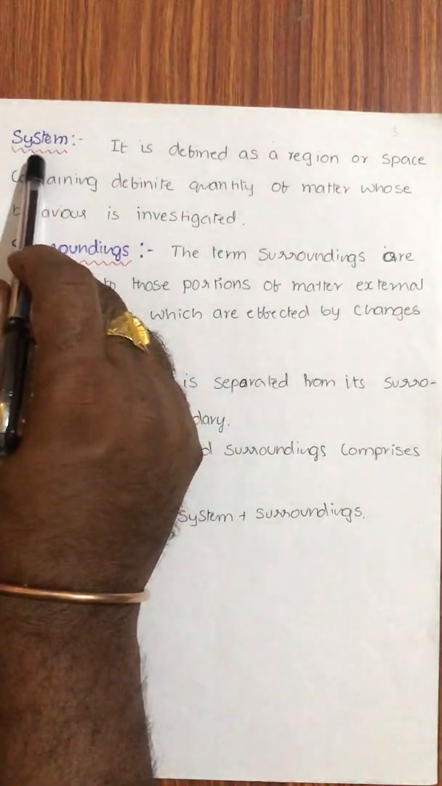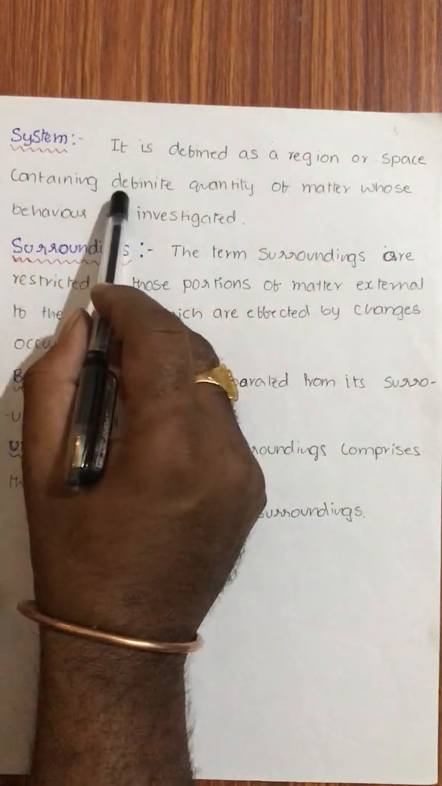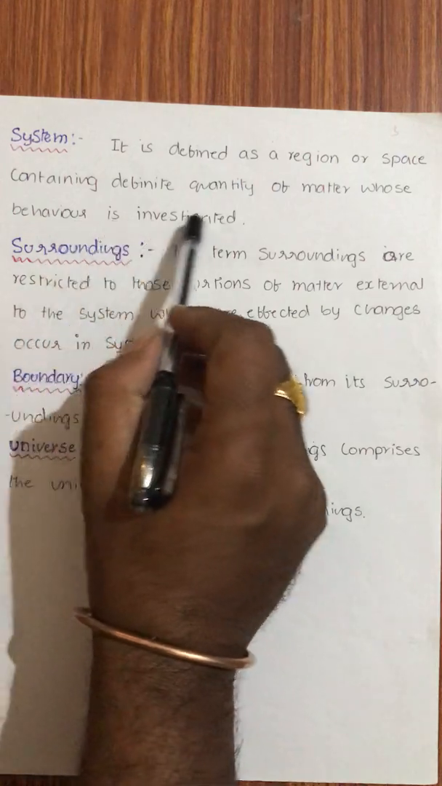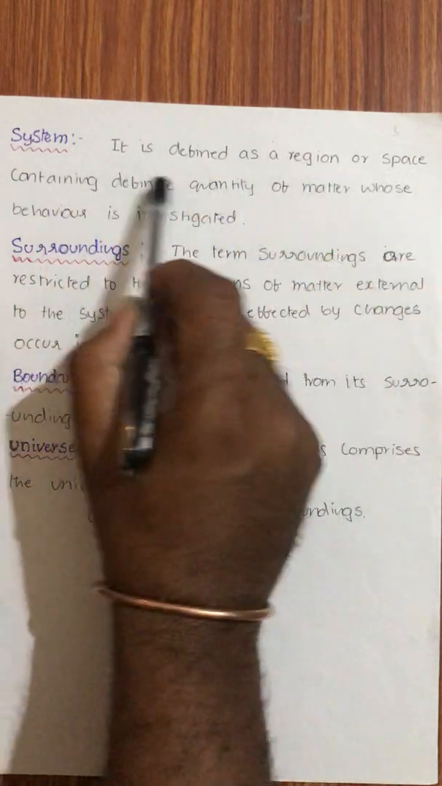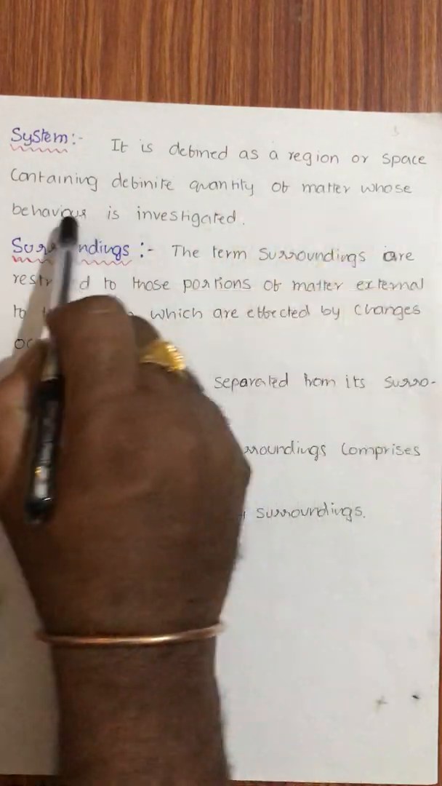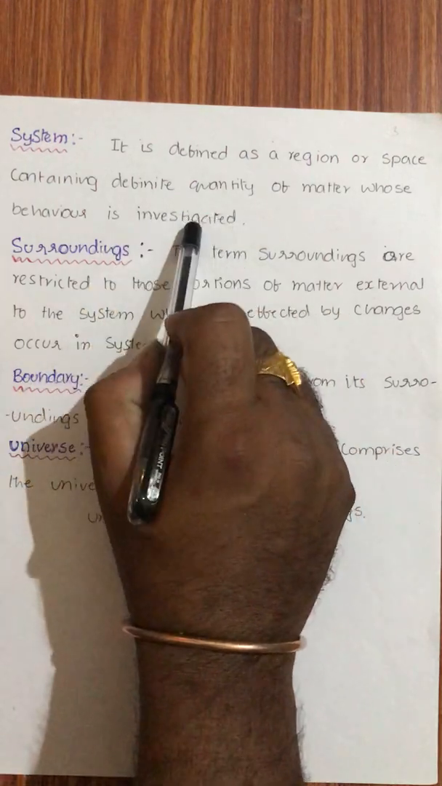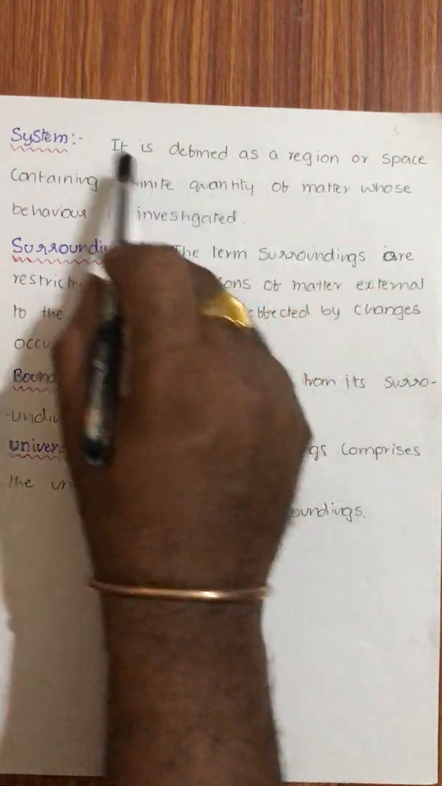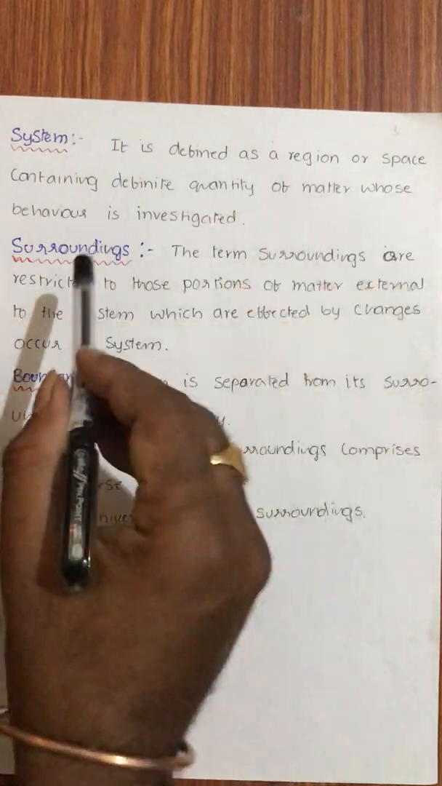See, first, system. It is defined as a region or space containing a definite quantity of matter whose behavior is investigated. So that means it is a space or region. It contains some amount of matter, that is called mass. This mass, whose behavior is investigated, we need to understand, observe, identify and investigate the behavior of the mass. That is called the system. A system means it is a region or space containing some mass.